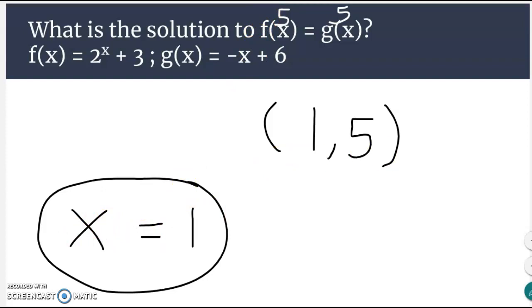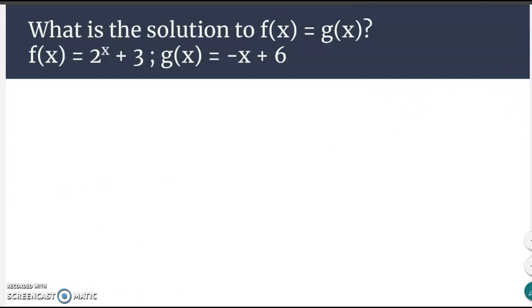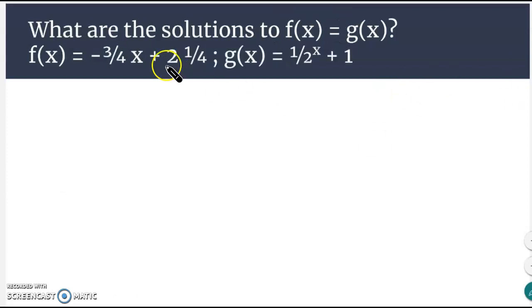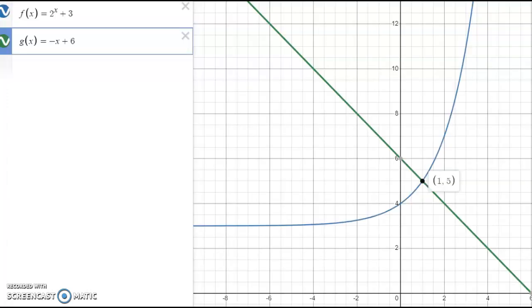All right. Look at another one here. It's a little more complicated. How about the solutions to f of x equals negative 3/4 x plus 2 1/4, and the other function is g of x equals 1/2 to the x power plus 1? Okay, we will plug those in here.